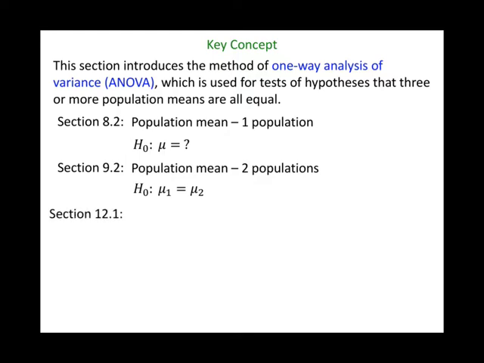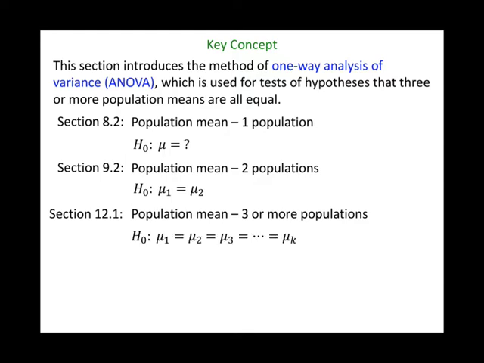For session 12.1, we're still working on the population mean, but this time we do have three or more populations. And for the null hypothesis, we want to test that three or more population means are all equal to each other. You're going to see I do have the K here. It depends on how many populations you have.